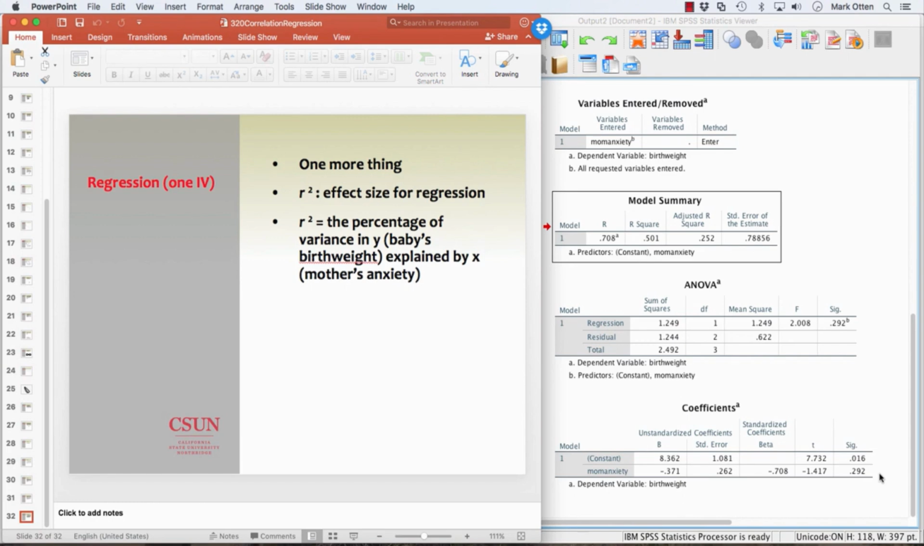A large r-squared here suggests a strong relationship between baby's birth weight and mother's anxiety. We have 0.501, so to interpret, we convert that to a percentage. So 50.1% of the variance in the baby's birth weight is explained by mother's anxiety. If you know the mother's anxiety level, you have 50% of the information needed to understand or predict what the baby's birth weight is going to be. With only 4 families, that's pretty good, actually. It's pretty high. There's no specific cutoff point for what's high and what's low here.